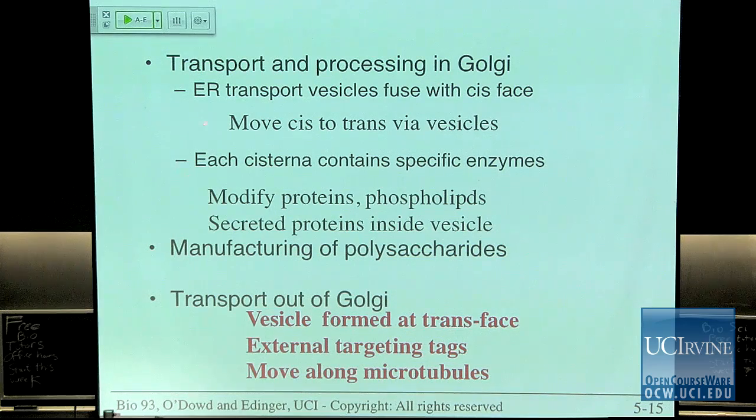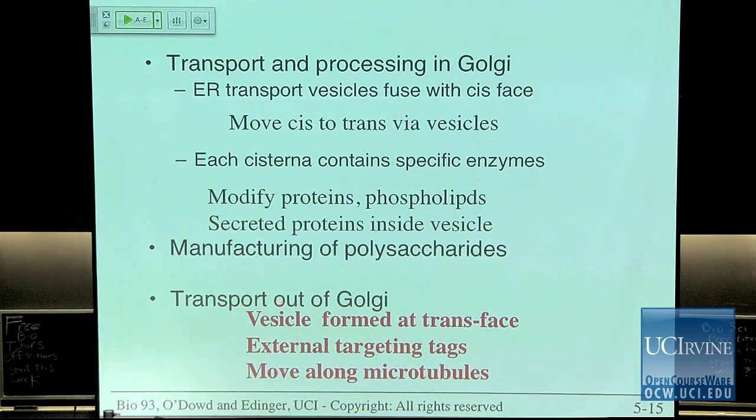So ER transport vesicles fuse with the cis face, that's what I just said, and they move cis to trans. And each cisterna contains specific enzymes that are important in modifying the proteins, either the secreted proteins or the transmembrane proteins contained therein. And they can also modify the phospholipids by adding, for instance, carbohydrates, polysaccharides to the phospholipids, making them into glycolipids. They can also modify proteins into glycoproteins. This organelle is also capable of manufacturing some macromolecules like polysaccharides.